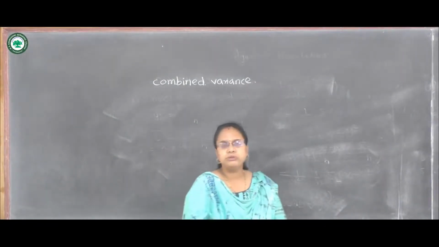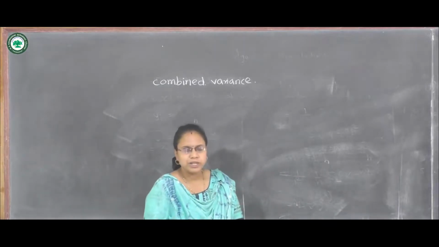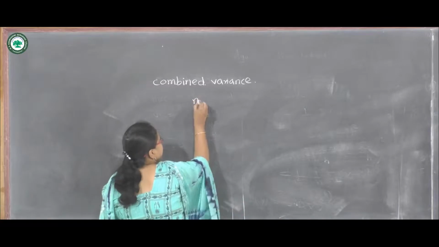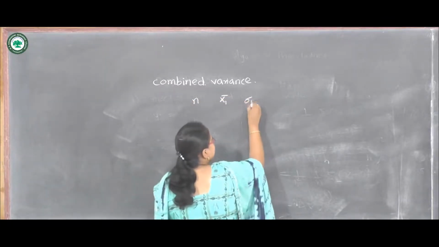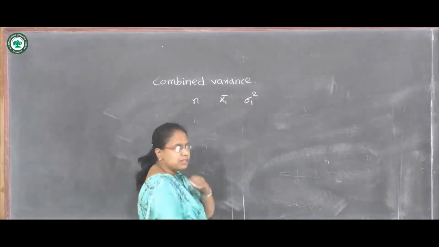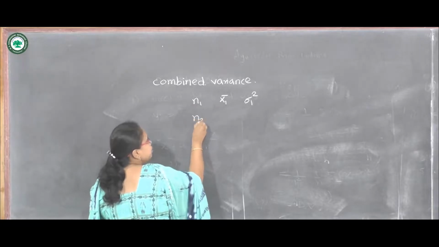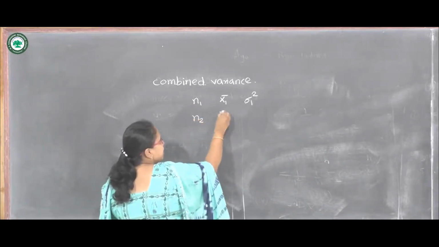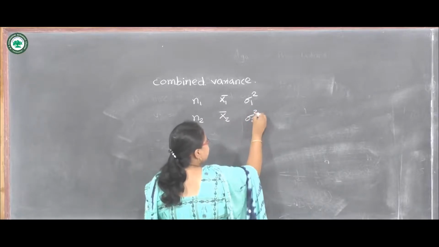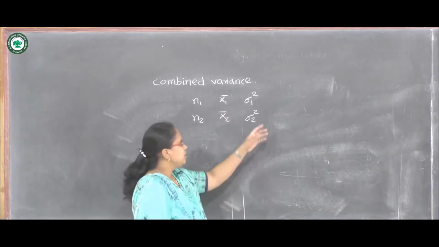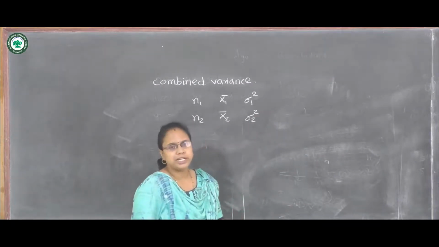Suppose we have two data sets, and the first data set is of size n1 with x1 bar as arithmetic mean and sigma 1 square as its variance, and the second data set has size n2 with arithmetic mean x2 bar and variance sigma 2 square corresponding to it. The standard deviations are sigma 1 and sigma 2. So these are the two data sets.